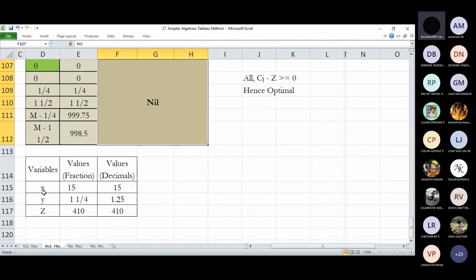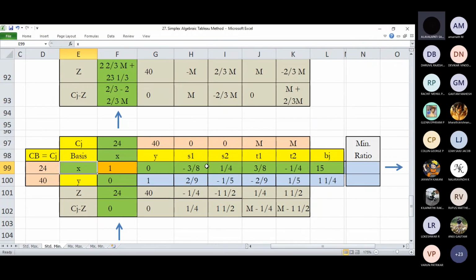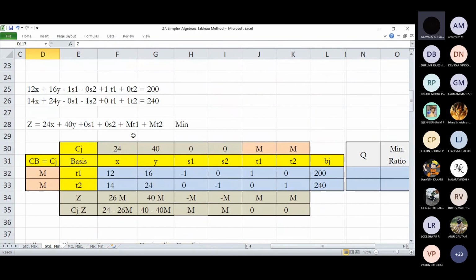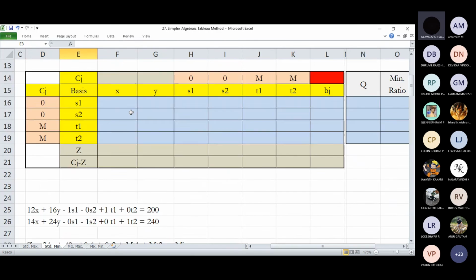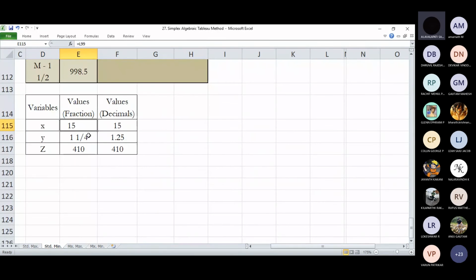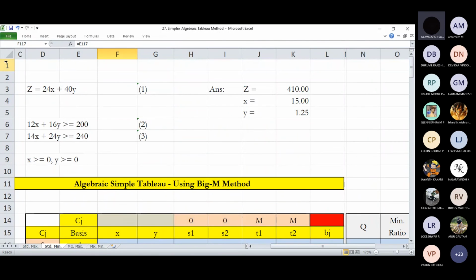So x equals 15, and y equals 1 by 2. In terms of decimals, it is 15 and 1.25, and the value of z is 24x plus 40y. So 24 into 15 plus 40 into 1 by 4 plus 410, which is nothing but 410. Right? In terms of decimals or fractions. So this is the value for this minimization case using the big M method.